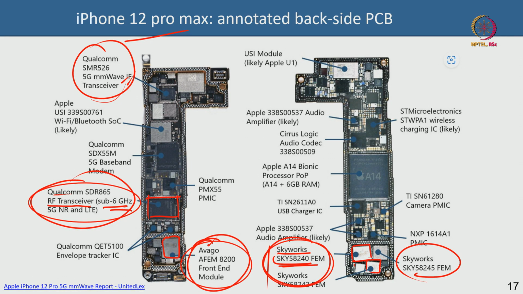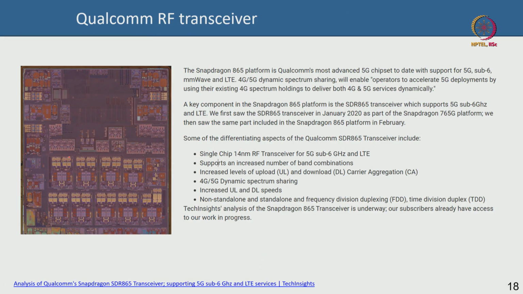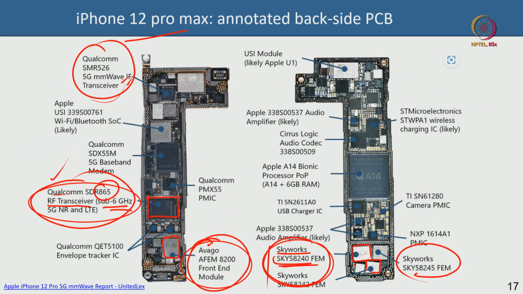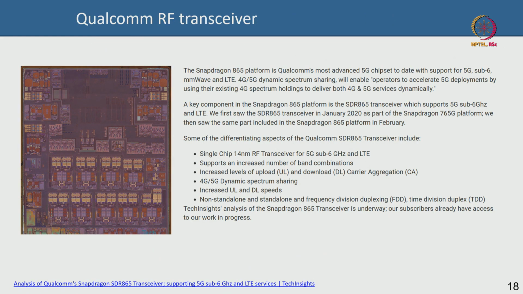So let me first take maybe the Qualcomm transceiver. So you see this 865, its SD stands for Snapdragon. Snapdragon has a processor, of course, but the Snapdragon RF transceiver is built into that processor. So you see the 865 is an advanced 5G chipset. It supports sub 6 gigahertz 5G, even millimeter wave. That means it can probably go up to 28 to 30 gigahertz also. Spectrum sharing, so many things are there, okay. It's an RF transceiver, and it is made on a single chip 14 nanometer node, that's all.